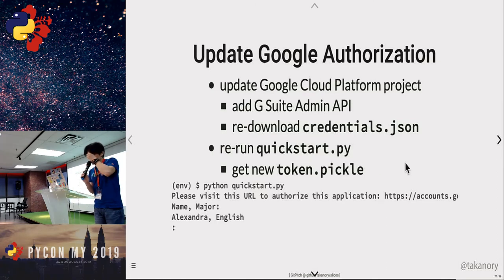Okay, we use the Admin API. Update Google authorization: first, update your Google Cloud Platform project for your API. Add the G Suite Admin API, download credentials.json, and run quickstart.py for authorization. Then you get your token.pickle file for G Suite and the Google Spreadsheets API.